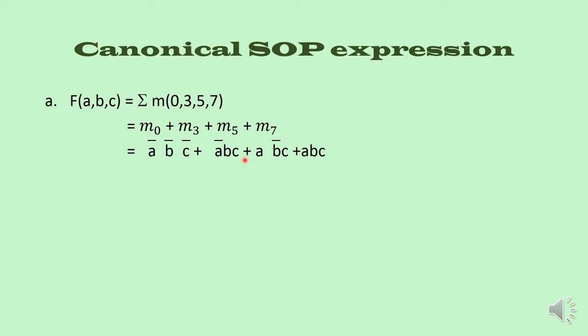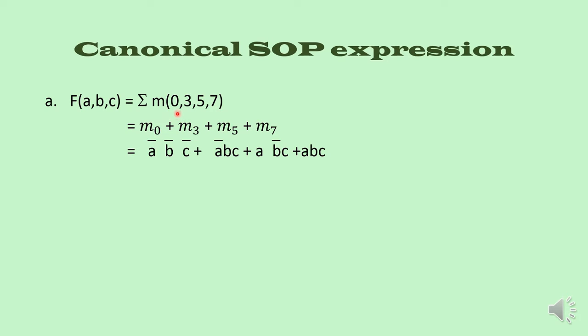Plus m5. Decimal number 5 is represented in binary form as 1, 0, 1. 1 is represented by a, 0 is represented by b bar, and 1 is represented by c. Plus m7. Decimal number 7 is represented in binary form as 1, 1, 1. So here we write a, b, c. So this is the expression which we get from this decimal notation.